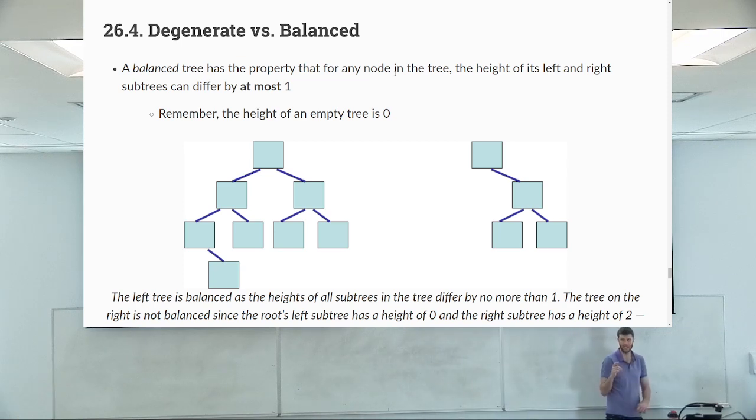But the tree on the right is not balanced. Sure, the right subtree of the root is balanced. It's the same height. But the root's left subtree, the difference is greater than 1. The height of the left subtree is 0, and the height of the right subtree is 1. Or it's 2. And that's a difference greater than 1, so it's not balanced by that definition.